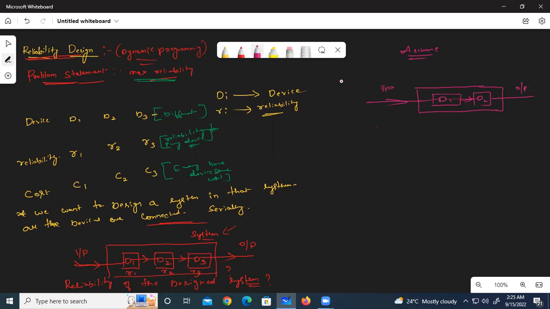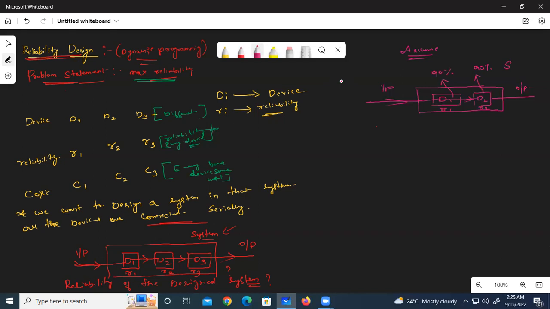Now observe here. Consider, take it as reliability is R1. This reliability is R2. Consider if D1 is giving 90% of reliability. Understand? 90% of reliability. Again, this is a complete system. D2 is also giving 90% of reliability. Yes or not? Then what is the total reliability of the system?